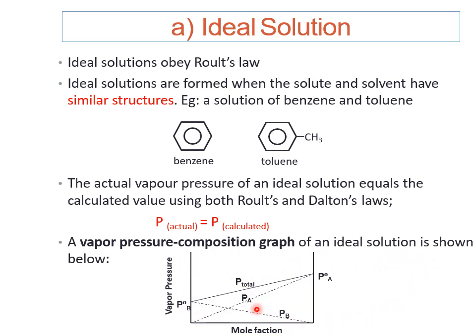So the vapor pressure composition graph of ideal solutions could be known as this. In order to plot the graph, we need to have the mole fraction here, and then we have the pressure, for example from PA towards P naught A, and from PB towards P naught B. And this line plus this line will give us the P total, the total pressure of both components. So this is how you plot your vapor pressure composition graph for A and B.